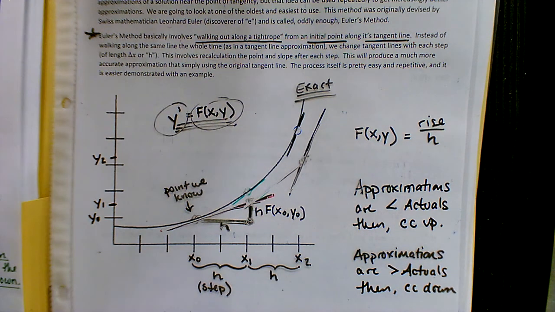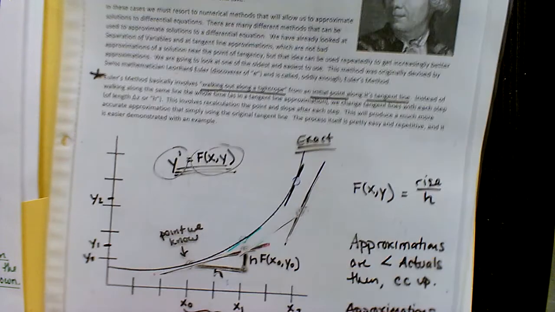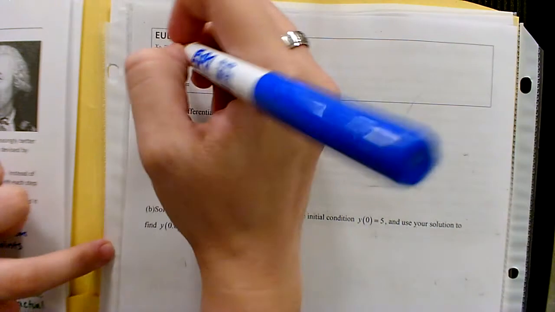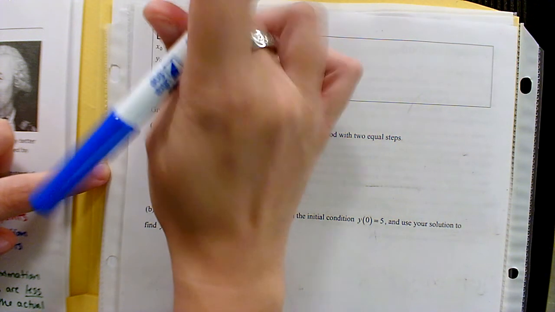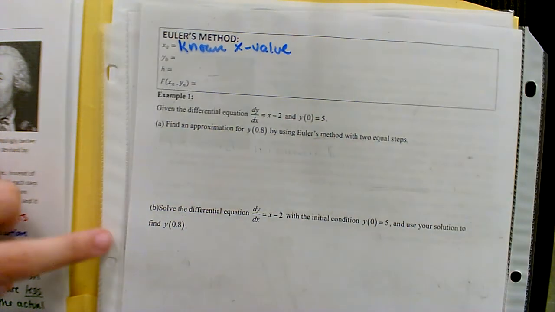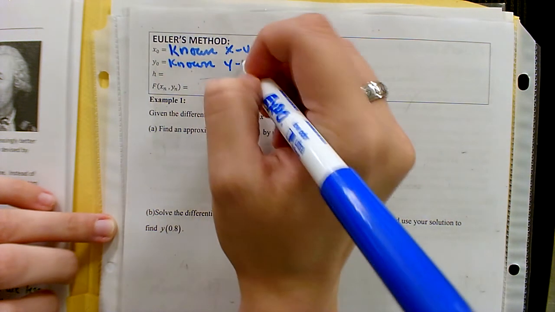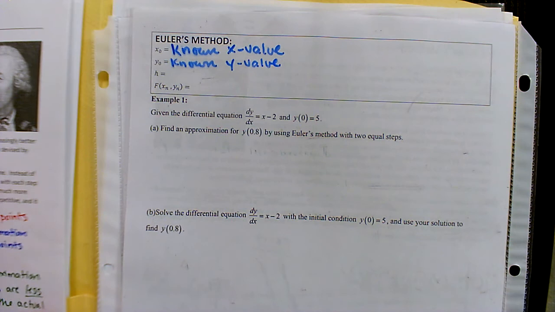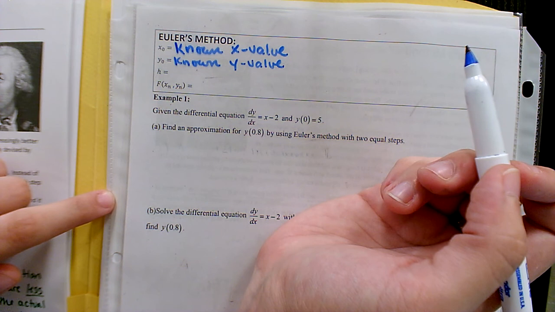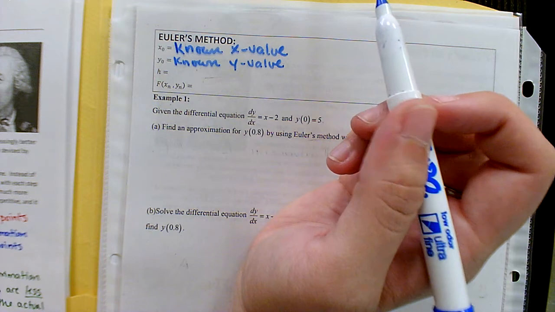All right, so on the back of that paper, there's a little box at the top of the page. We're going to fill in what all the different notations and symbols mean for this Euler's method. So we said that x sub 0 represented the known x value that you begin with from the point. The y sub 0 is the known y value from the point you start with. What did h represent? There you go, the difference between your beginning x value and your new x value.